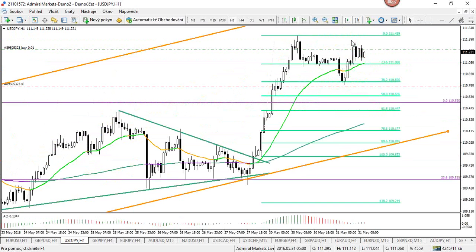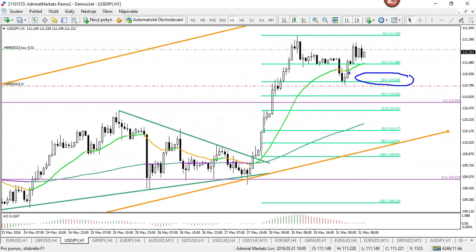Do we have any opportunity? Do we have a pattern? Do we have a fib? Yes, we got the fib. That opportunity is already behind us. That was earlier today during the Asia session.